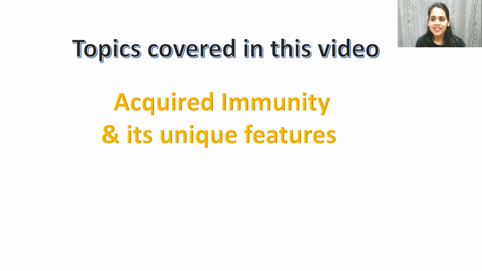Okay, so let's get started and talk about acquired immunity and its unique features. We already studied that immunity is of two types, right? First one was innate immunity, which develops since birth. And the second one is acquired immunity, which develops after birth.